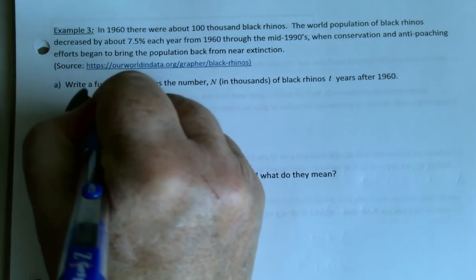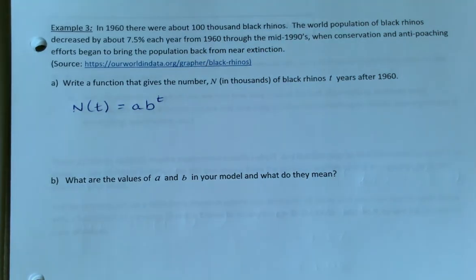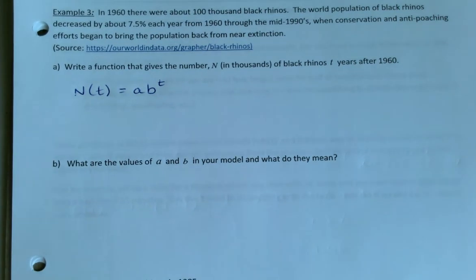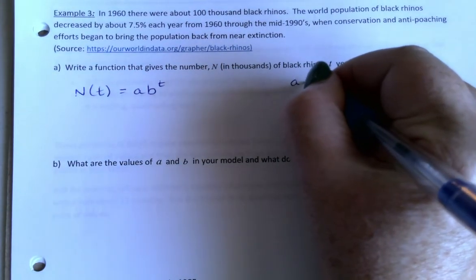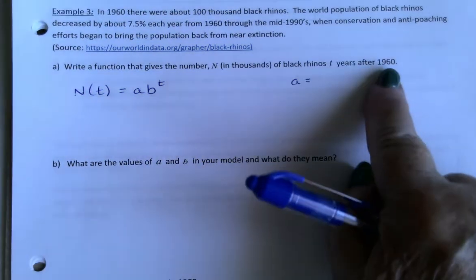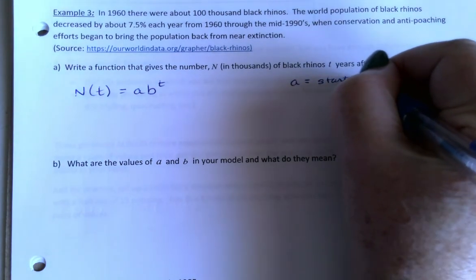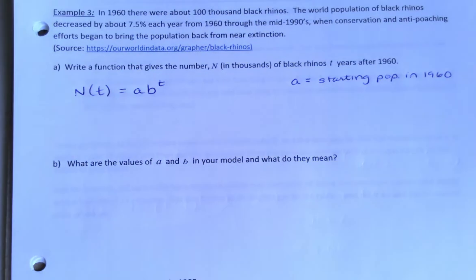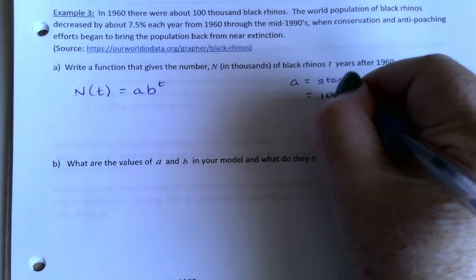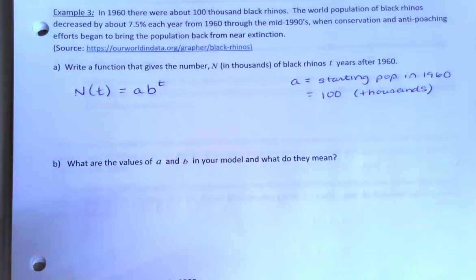So I'm going with n of t equals a times b to the t. I'm going to be smarter this time, and I'm going to write the information about my a. A is the starting population in 1960. And they told us that was about 100,000. So I'm going to go in thousands, and we'll let A be 100.